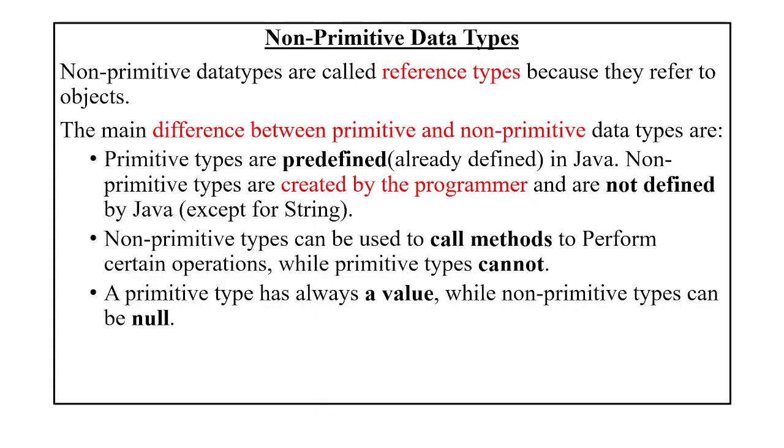Now moving to the non-primitive data types. Non-primitive data types are called reference types because they refer to the object. The main difference between primitive and non-primitive is that primitive data types are predefined in Java, whereas non-primitive data types are user-defined in Java. That means they are created by the programmer and are not defined by Java. Non-primitive data types can call methods, whereas primitives cannot. Primitive types always have a value, whereas non-primitive types can also have a null value. These are the three differences between primitive and non-primitive data types.